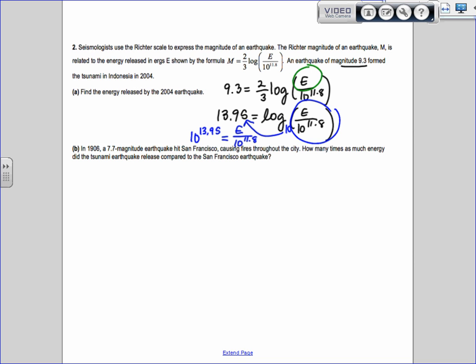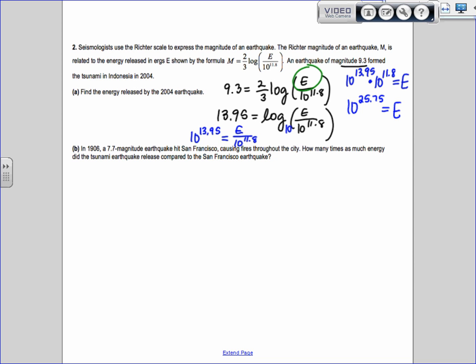Does it bother you that it's on the left? You can always draw it on the right if you need to. All right, now we multiply our 10 to the 11.8 over. So I have 10 to the 13.95 times 10 to the 11.8 equals my E. Okay, I'm going to add my exponents. So I have 10 to the 25.75 equals E. That's my amount in ergs.